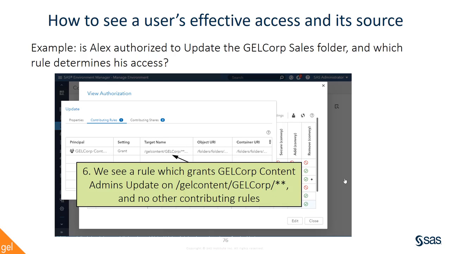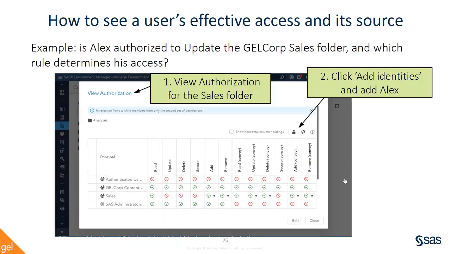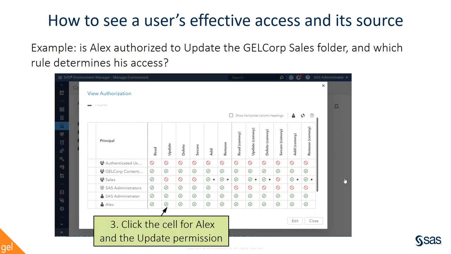So that's basically it, but for each one of these cells that you see here, you could do that. So if I want to see why sales is denied update, I click on that cell, I get that window, it's going to say their effective permission, and the contributing rules are going to tell me what rules contributed to that decision.